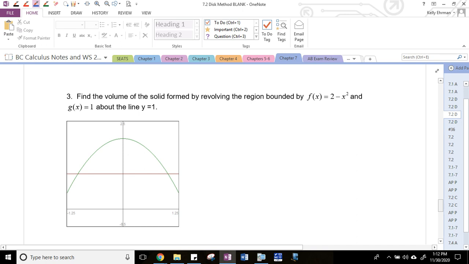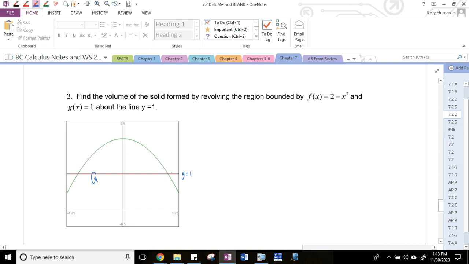All right, next example. Find the volume of the solid formed by revolving the region bounded by f of x equals 2 minus x squared and g of x equals 1 about the line y equals 1. This is where that axis of revolution comes into play. So here's the line y equals 1, and here is our 2 minus x squared. We want to revolve it about this line.